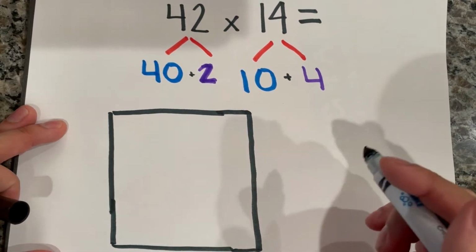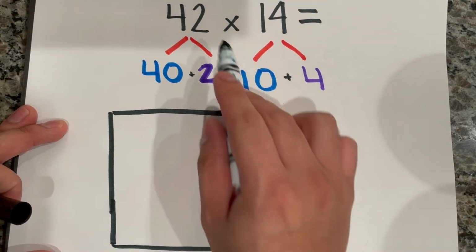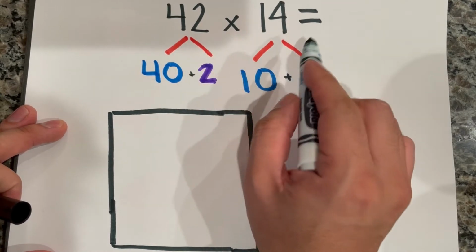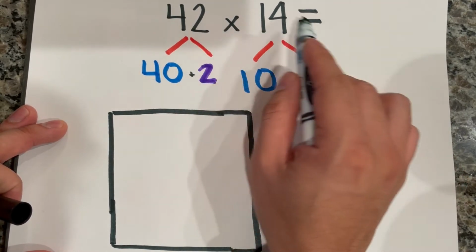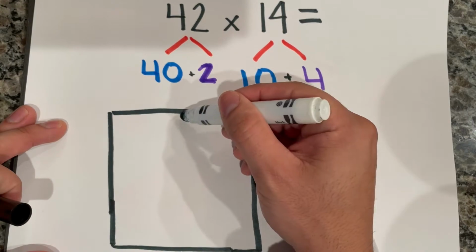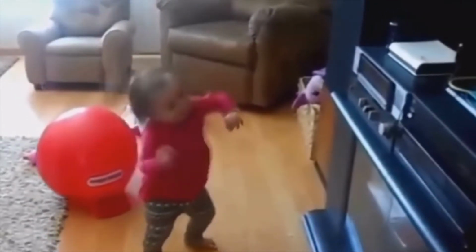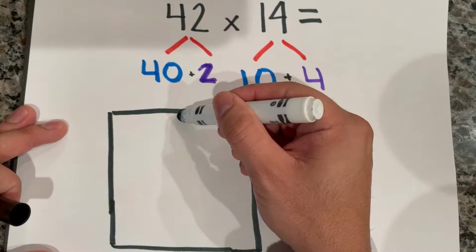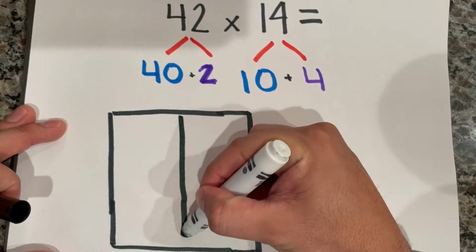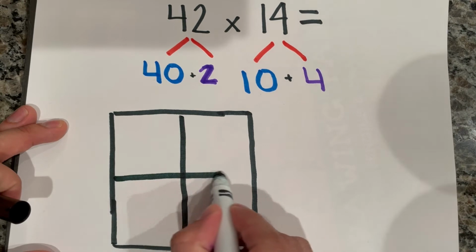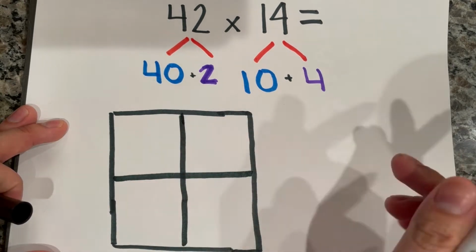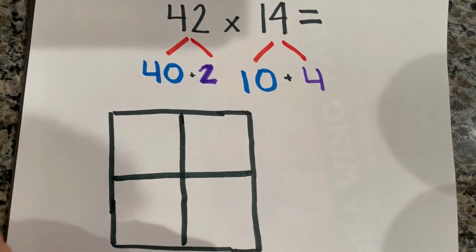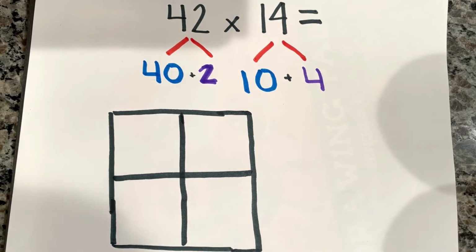All right, and since it's a 2-digit multiplication, 2 and 2, let's cut it into 4 pieces. Just like that. Perfect. All right, we just did our step 2.